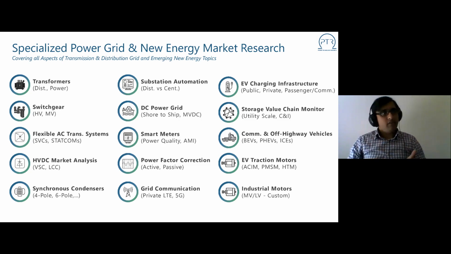So since we are covering EV charging infrastructure separately from grid, it lets us understand the interconnection between the two as well. Storage value chain is a very important piece of the puzzle. A combination of all three is something that we study as well. There is a lot of discussion around the electrification of passenger vehicles, but beyond passenger vehicles, there is electrification happening in commercial and off-highway vehicles.